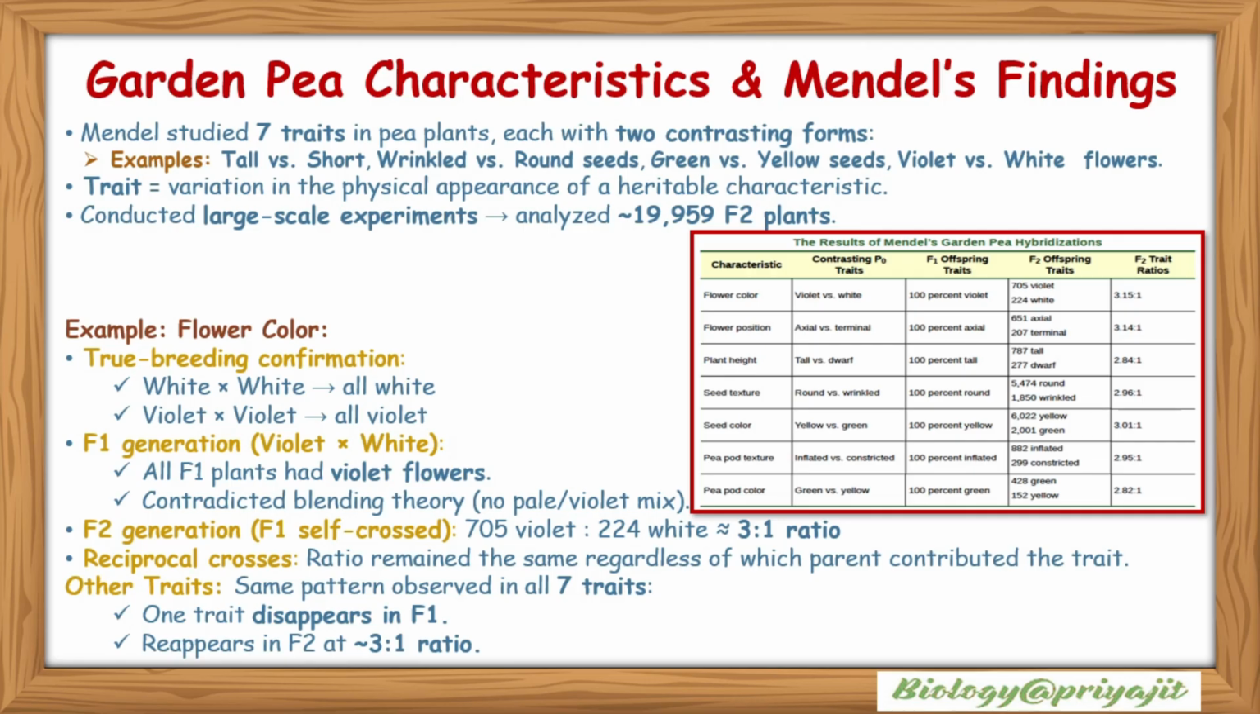In reciprocal crosses, the ratio remained the same regardless of which parent contributed the trait. For the other traits, the same pattern was observed in all 7 traits. One trait disappears in F1 and reappears in F2 at a 3:1 ratio.